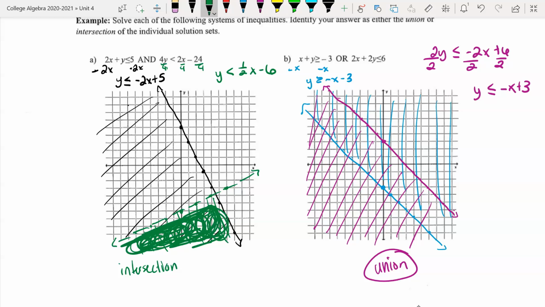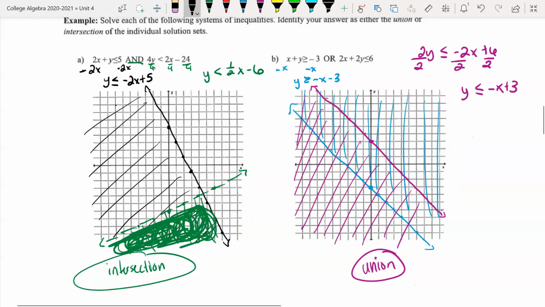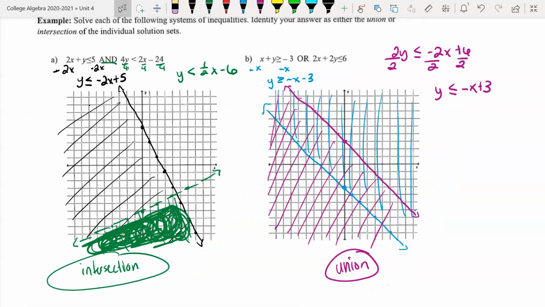Notice this is an and statement. So on Hawks, I'm going to select intersection. And that's all I did for that problem. It's the same way for B. Okay, so x plus y is greater than or equal to negative 3. I need to subtract the x. So I have y greater than or equal to negative x minus 3, which means my slope is negative 1 over 1. So I went down to negative 3 and then did my slope.